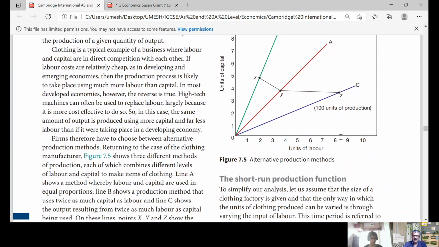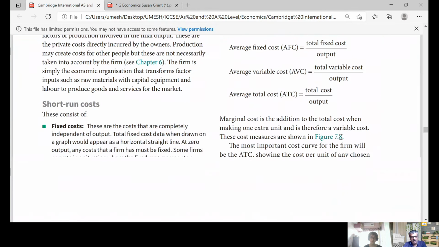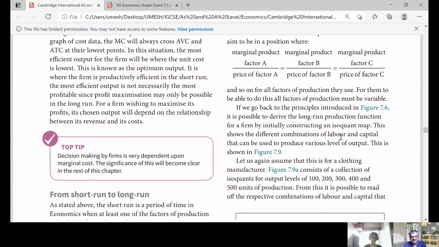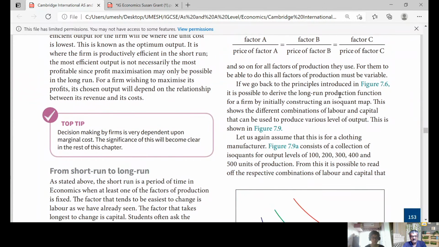So in this way, I can draw out the long run production function for a firm by initially constructing the isoquant map. This shows the different combinations of labor and capital. We have seen X, Y, and Z. If I'm using equal labor and capital, or more capital and less labor, or more labor and less capital, then I will try to see where I will be able to produce, for example, 100 clothes. Then we join those points, so that becomes my isoquant.